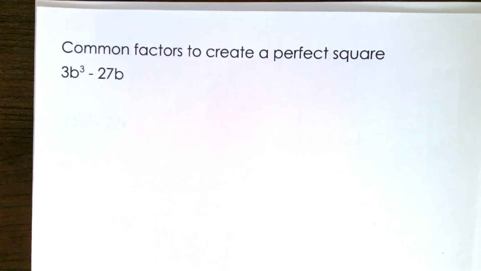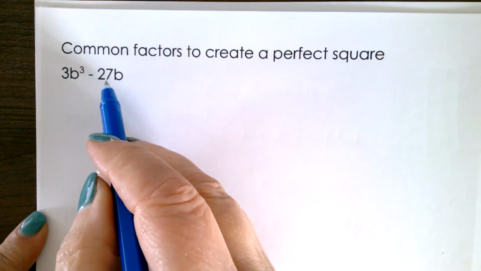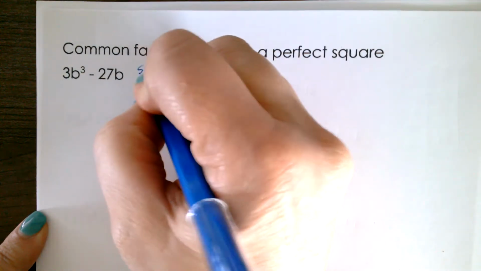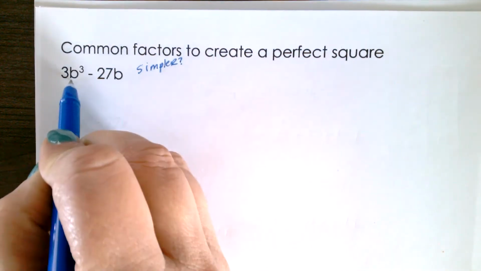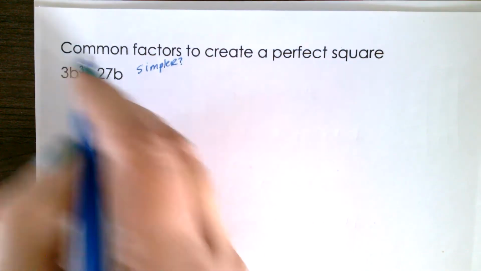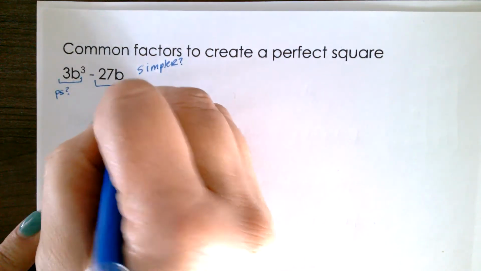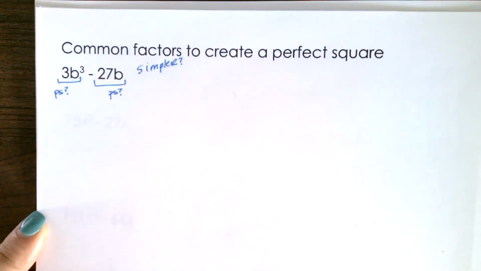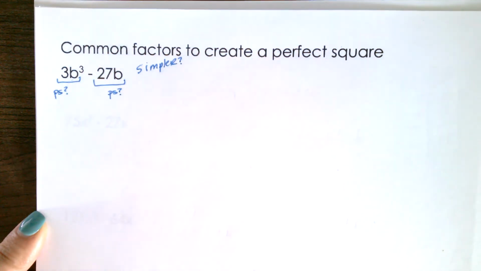Continuing on with our discussion of difference of squares, now I'm going to ask myself the same thing. Can I make it simpler? Ooh, I can. And I noticed I don't have a perfect square minus a perfect square. So the only thing I can do to start is to make it simpler.